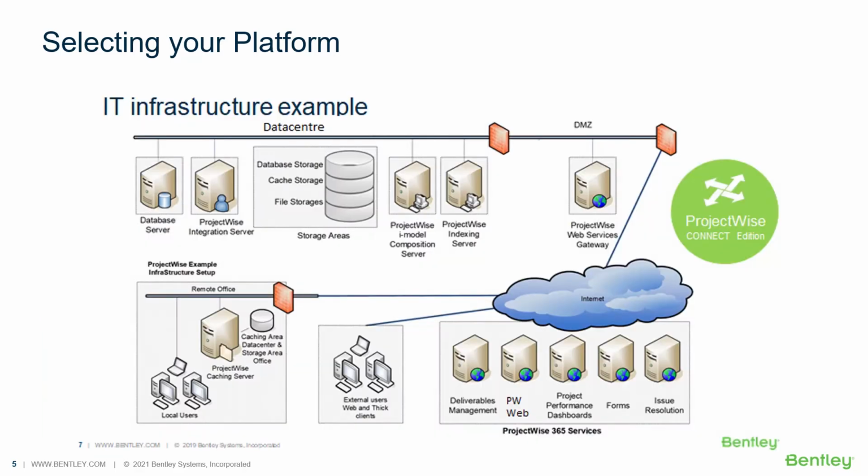Here is an example infrastructure diagram of how we generally set up ProjectWise. You'll see under the data center, we've got around about 5 servers. In the DMZ, we've got the web services gateway, and then the ProjectWise 365 services, which are cloud-based, and then we've got our external users as well as our remote offices. And you'll see in the remote office, we also indicate the caching server with the cached information over there. So this is a typical diagram of how we would set it up in the hosted environment, but we can also do the exact same thing if you decide to go on-premise.